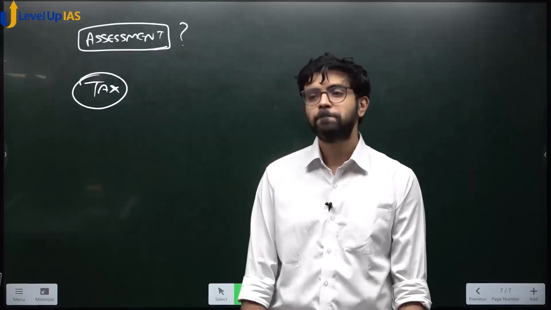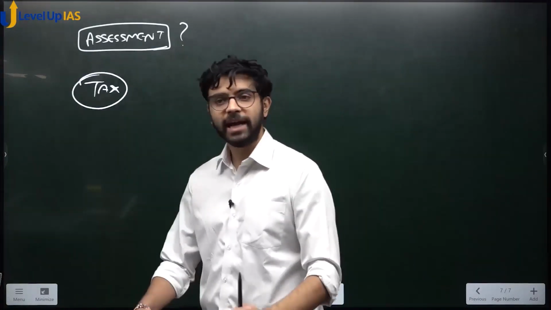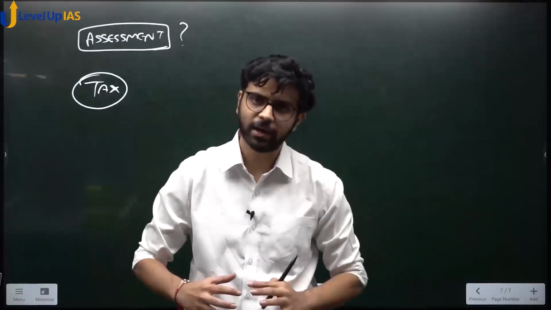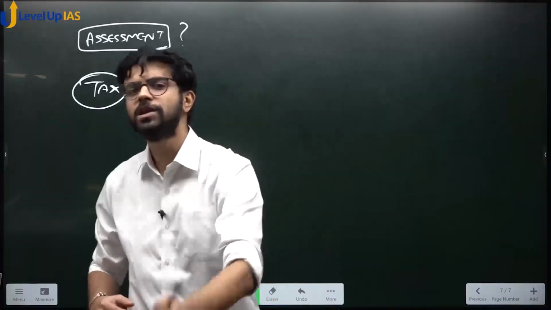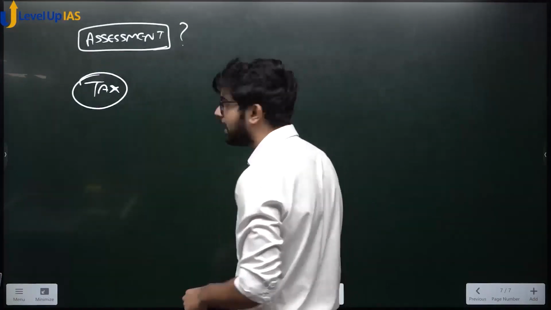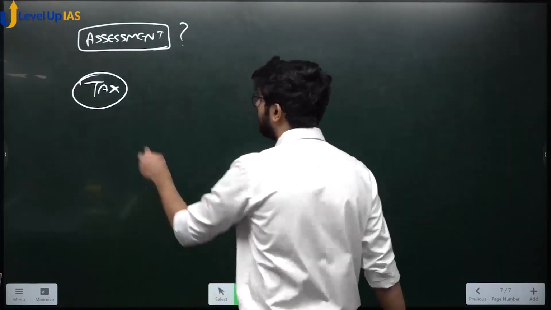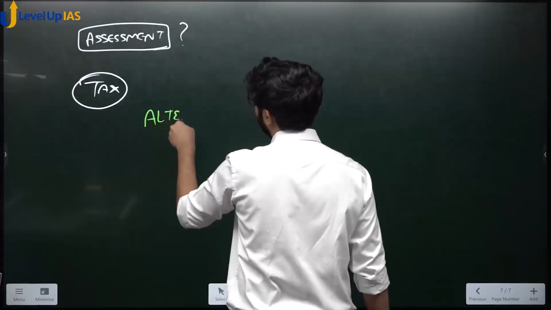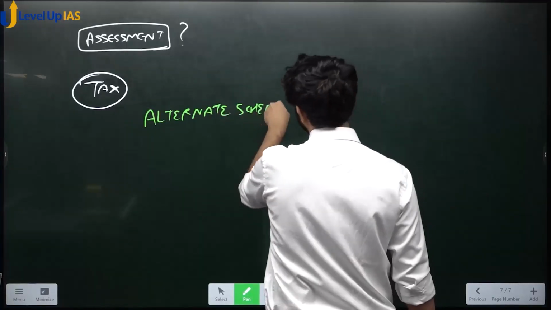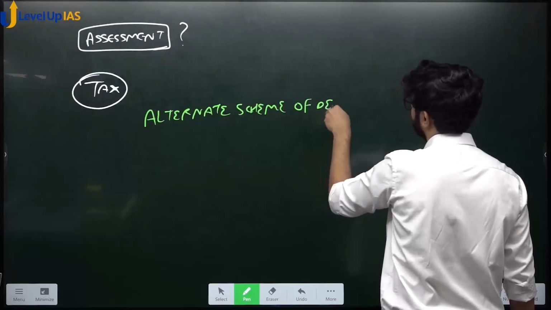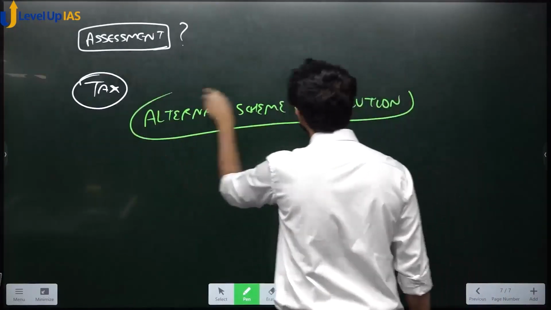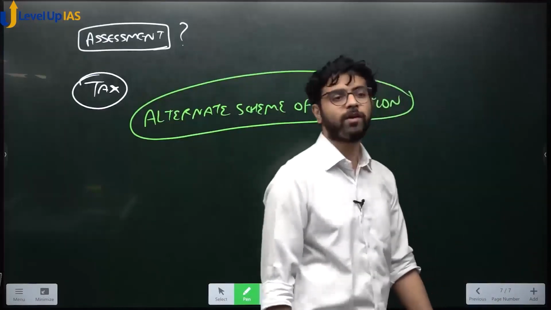Yes. So the central government shares a part of income tax with the state governments. It collects all the income tax, some part of it is shared with the state governments, and this sharing of taxes, not only income tax, other taxes are also shared, is called the alternate scheme of devolution. Alternate scheme of devolution.